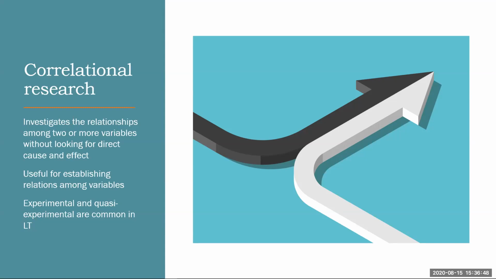Experimental and quasi-experimental are common in LT, and I don't know why it says experimental. Correlational is common in LT, and correlational and quasi-experimental sometimes are used interchangeably. Quasi-experimental is usually correlational. Experimental is not common in LT, so ignore that part. It is not. I'm going to say it one more time. We do not do experimental research in LT. It's very hard to do.